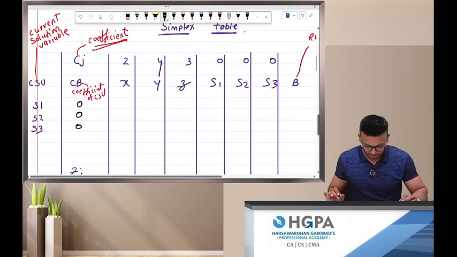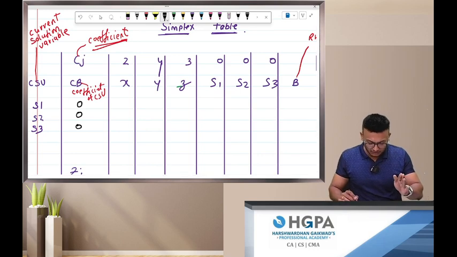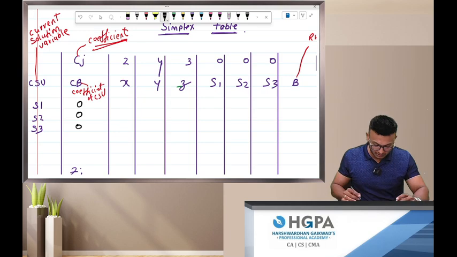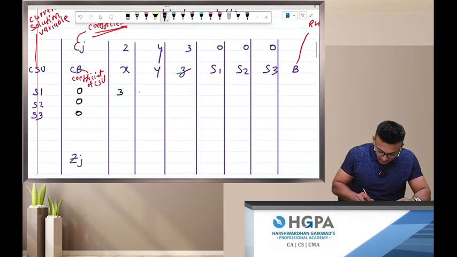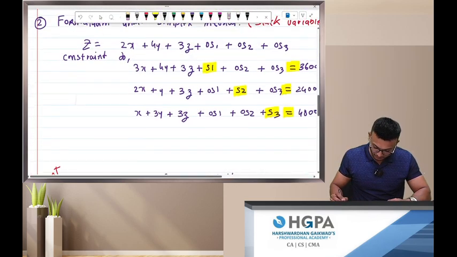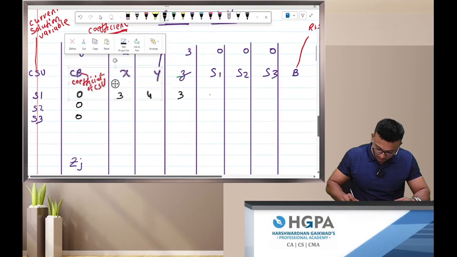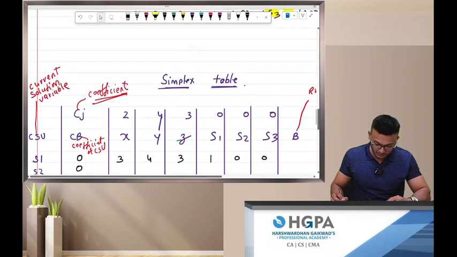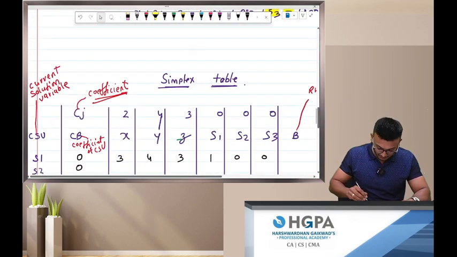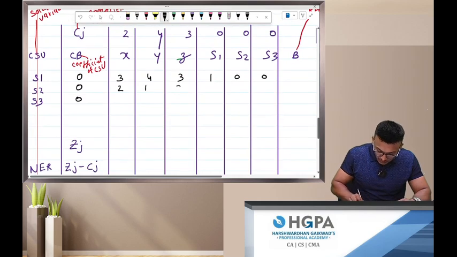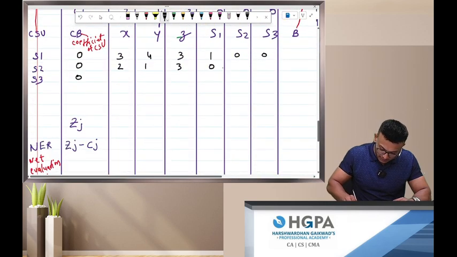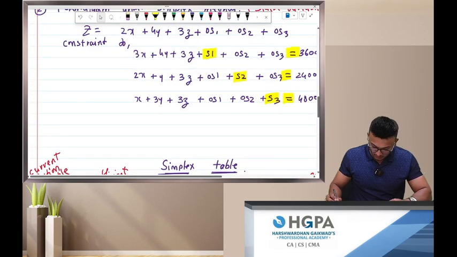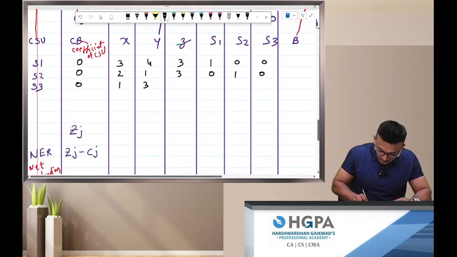Very simple. Next, we'll write down the numbers. What are the numbers we used over here? 3, 4, 3. Next, 1, 0, 0. Next, 2, 1, 3. Next, 0, 1, 0. Last, 1, 3, 3 and 0, 0, 1.